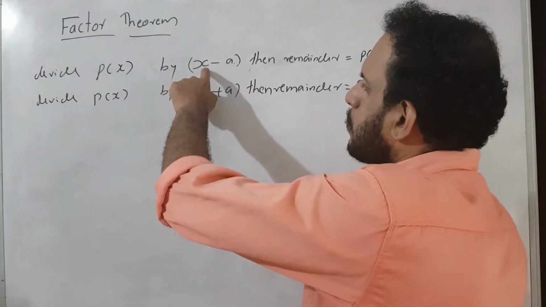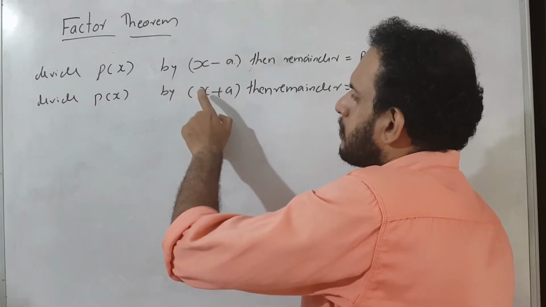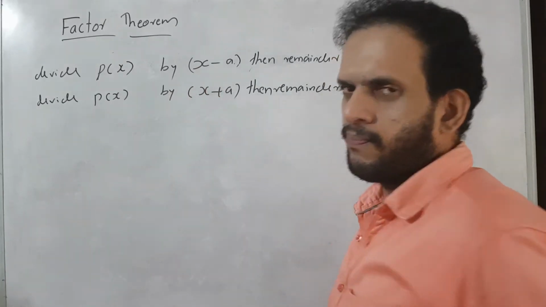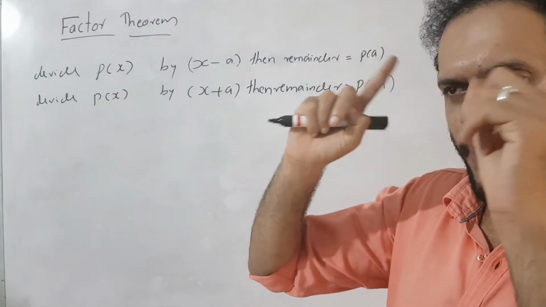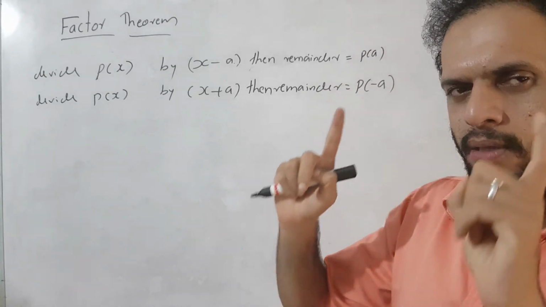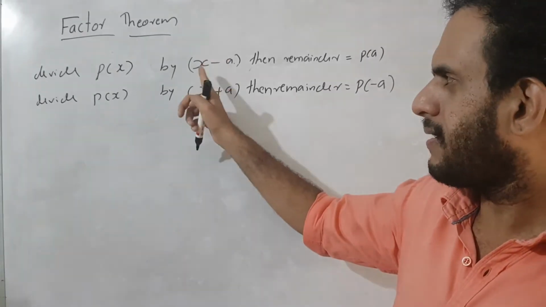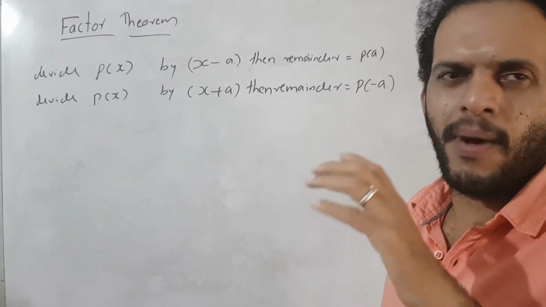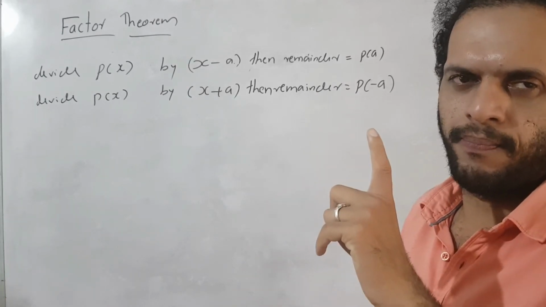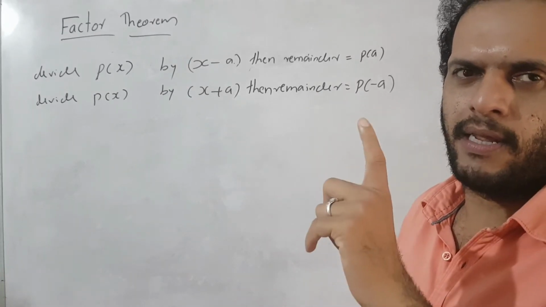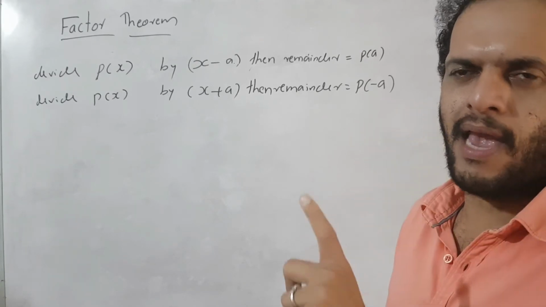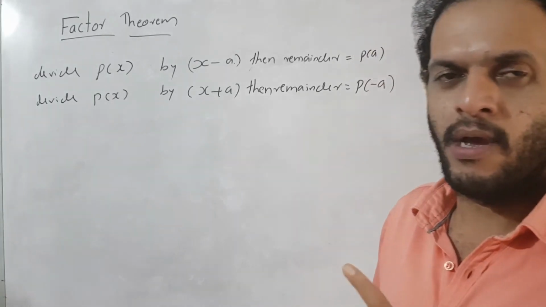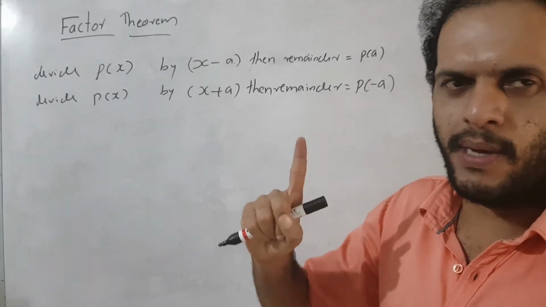In these two cases, what is the coefficient of x? The coefficient of x is 1. If you want to apply this idea directly, the coefficient of x must be 1. In the linear polynomial of the form x minus a or x plus a, the coefficient of x should be 1.